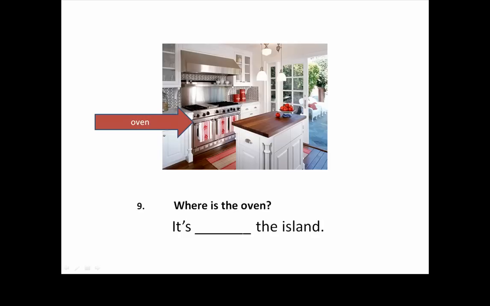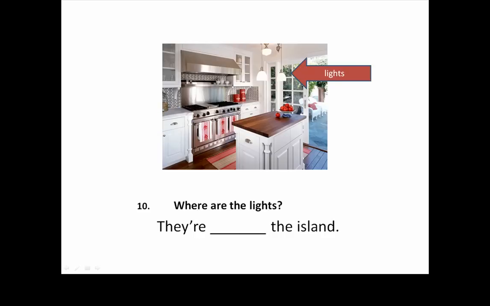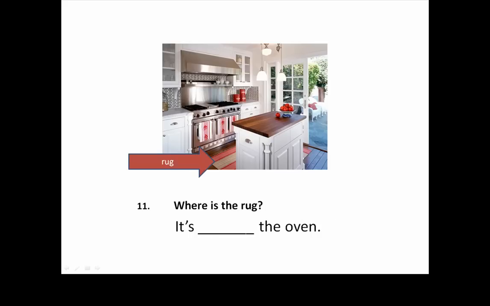Nine. Where is the oven? It's across from the island. Ten. Where are the lights? They're over the island or above the island. Eleven. Where is the rug? It's in front of the oven. Twelve. Where is the rug? It's between the oven and the island.